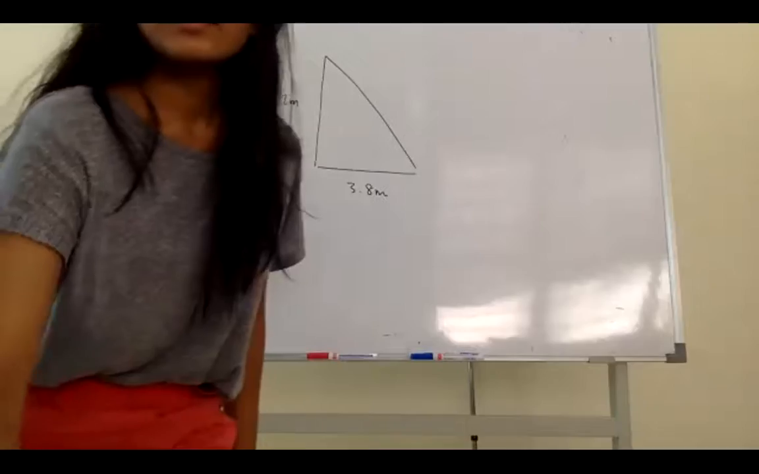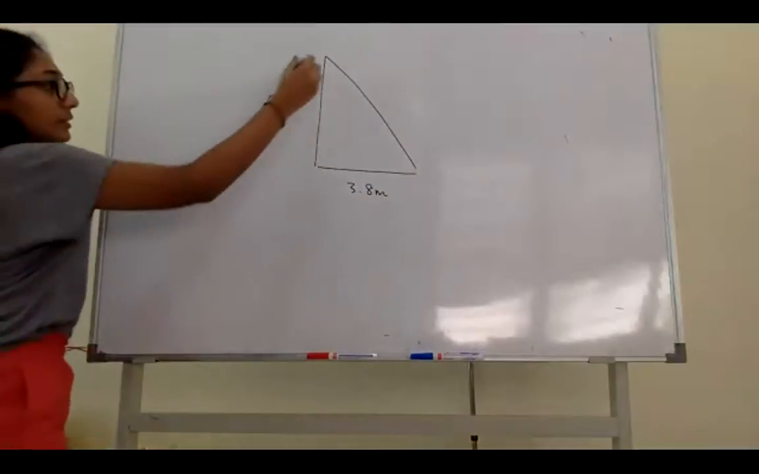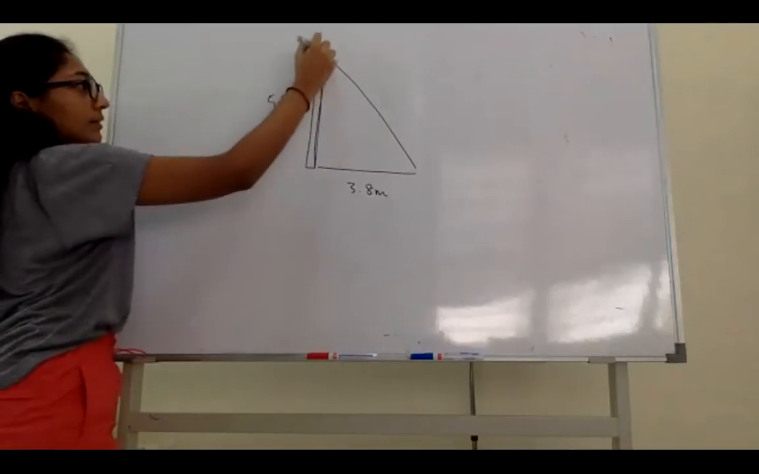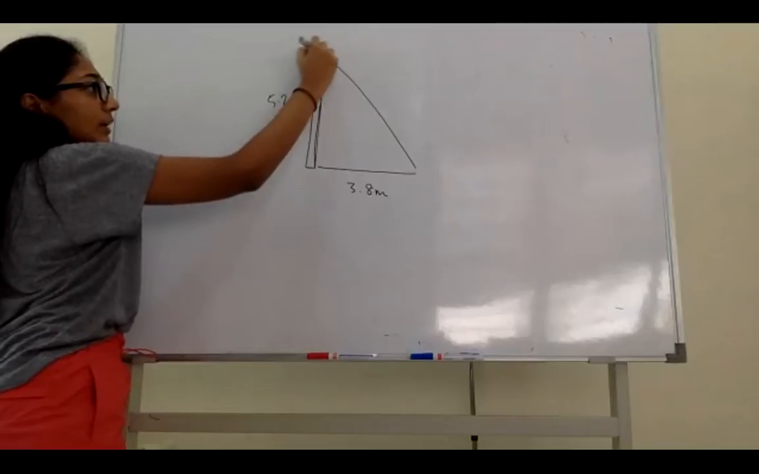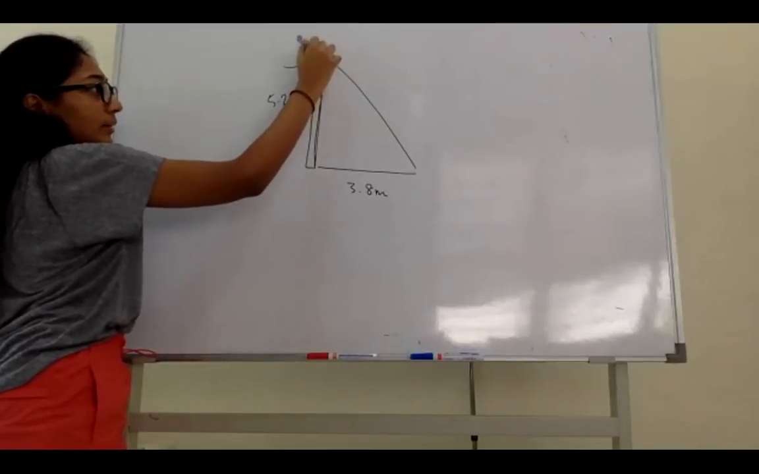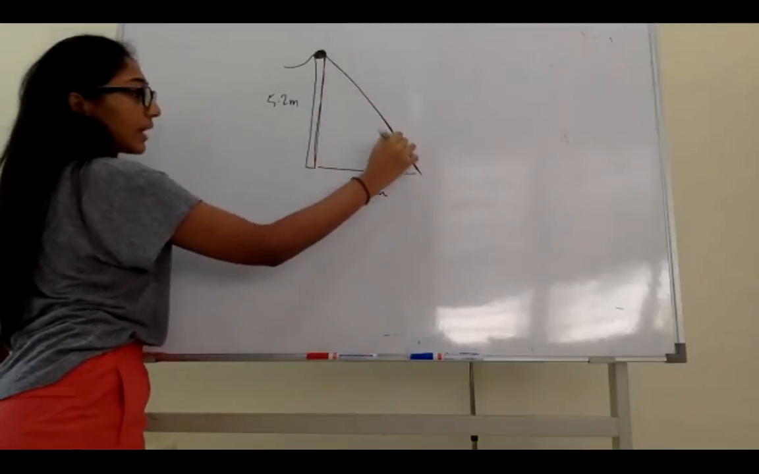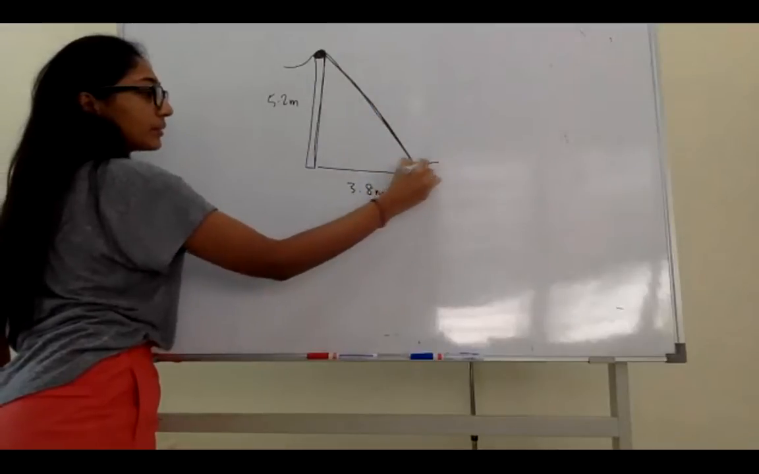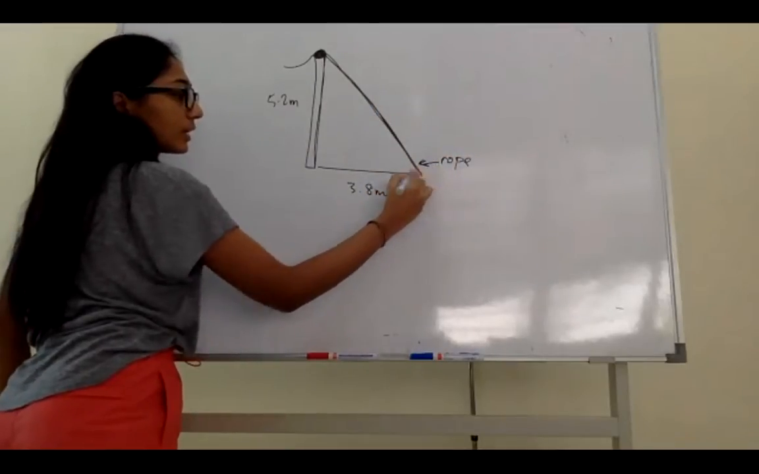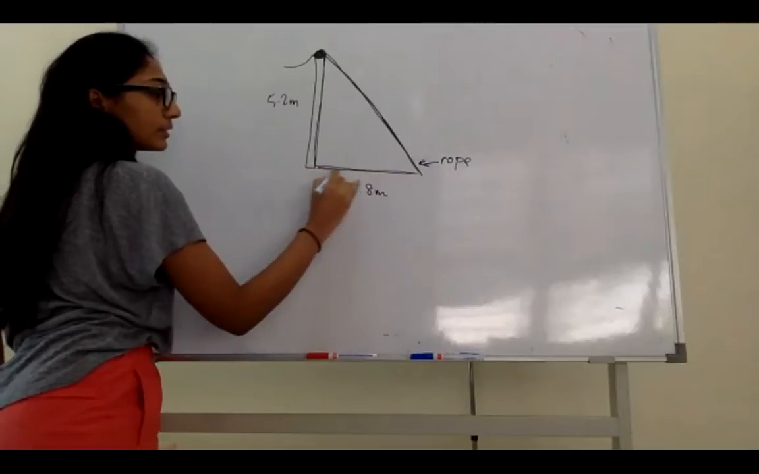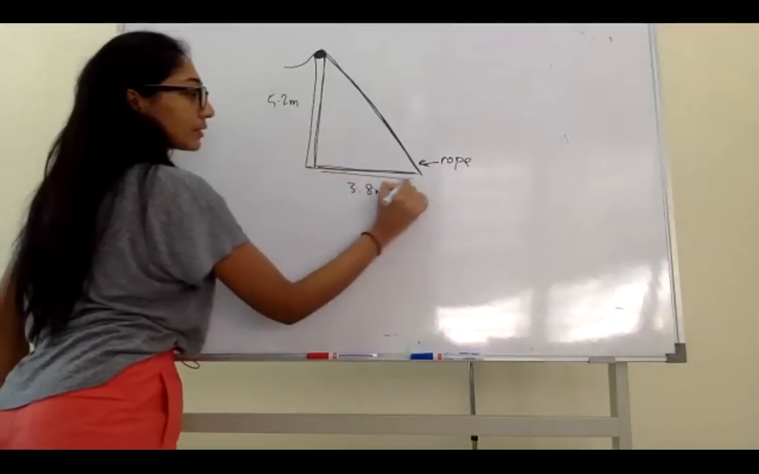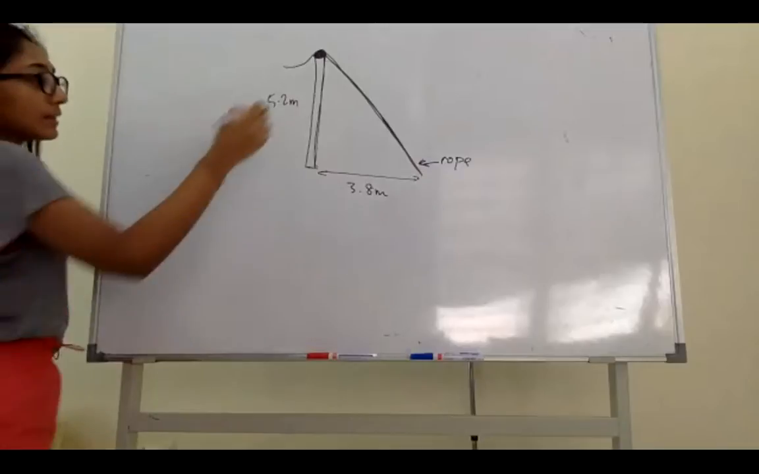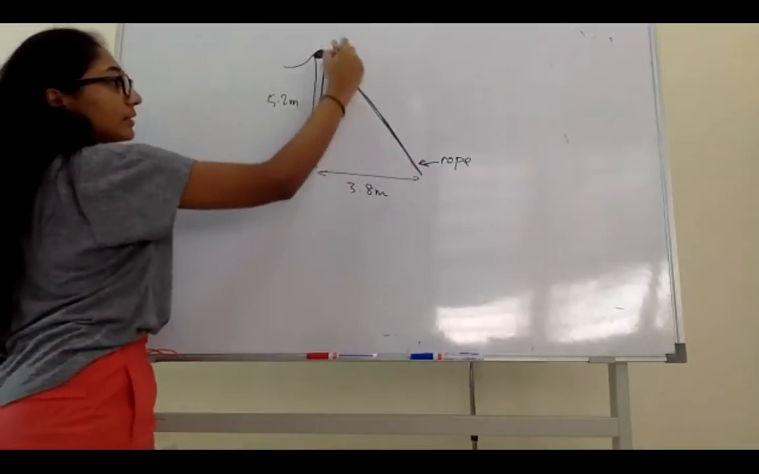Okay. So this is the pole. The pole is 5.2 meters. And then there is a rope here. This is the actual rope. When they pull it tightly, the rope is 3.8 meters from the base of the pole. This is the base here. So the rope is 3.8 meters away from the pole. So they're asking what is the length of the rope. So basically what is this side?